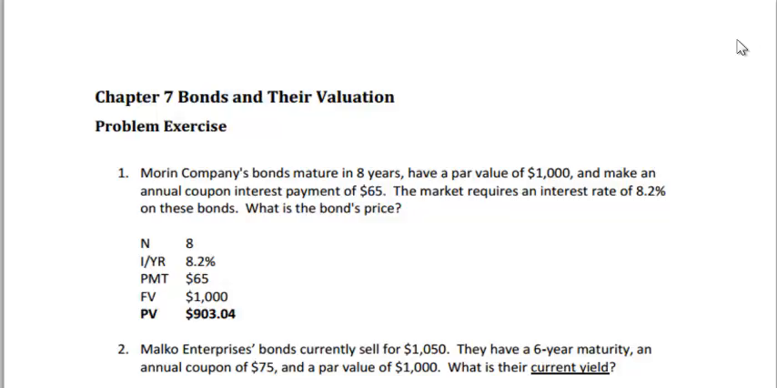The bond sells at a discount. If that coupon was equal to the required yield, then it would sell at par, and if that coupon was greater than the required yield, then it would sell at a premium. We'll see an example of that next.